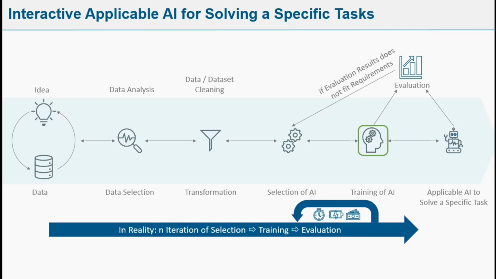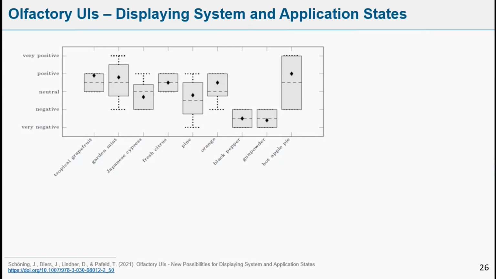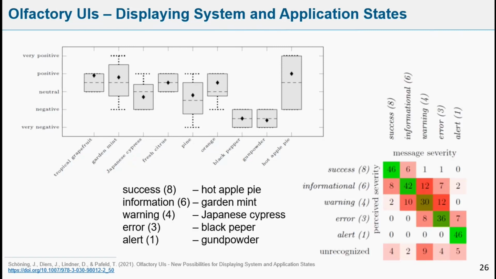But this might be a waste of energy when something went terribly wrong and you didn't look it up, and then you waste energy. Therefore, we asked participants how one can connect smells with mood. So what smell is positive, what smell is negative. And then in the first try, we tried to connect the server states with a smell.